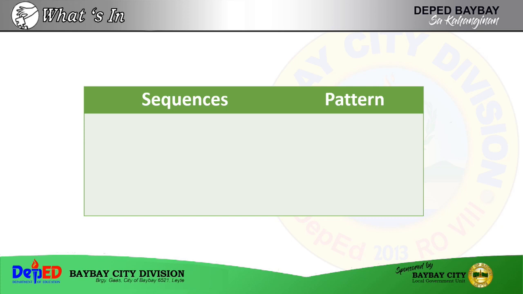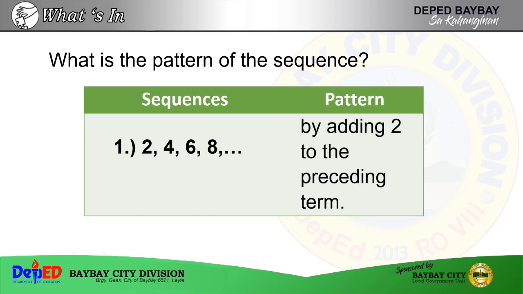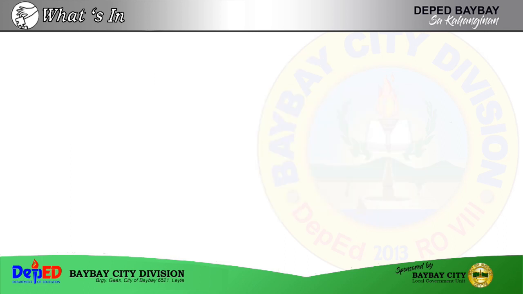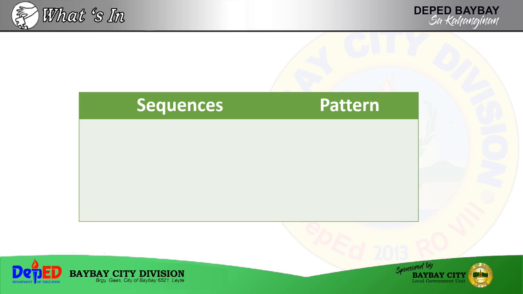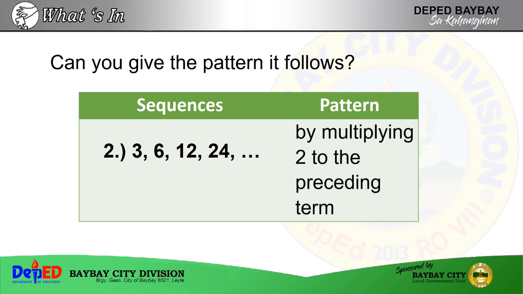We will start with the first sequence, 2, 4, 6, 8. What is the pattern of the sequence? Very good, by adding 2 to the preceding term. What about the second sequence? 3, 6, 12, 24. Can you give the pattern it follows? Correct, by multiplying 2 to the preceding term. That's good. Looks like you really know how to identify patterns.